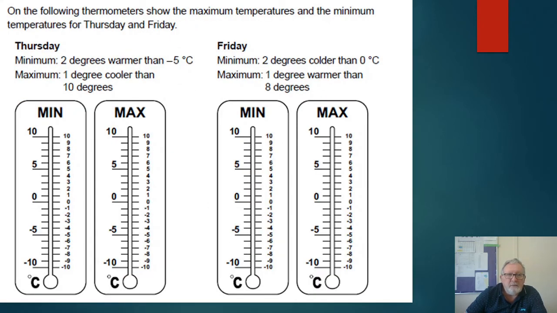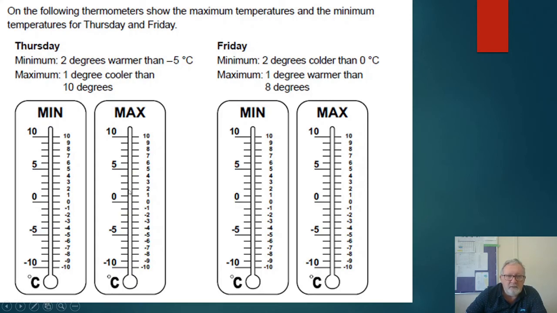So we've got another exercise here, and it says, on the following thermometers, show the maximum and minimum temperatures for Thursday and Friday. So this is expanding your understanding a little bit further, and it's almost like a little number sentence. 2 degrees warmer than -5. So this becomes your starting point, and this is what you have to do. Now remember, if it's going up, it'll be like adding. So -5, and it's going to be warmer than that.